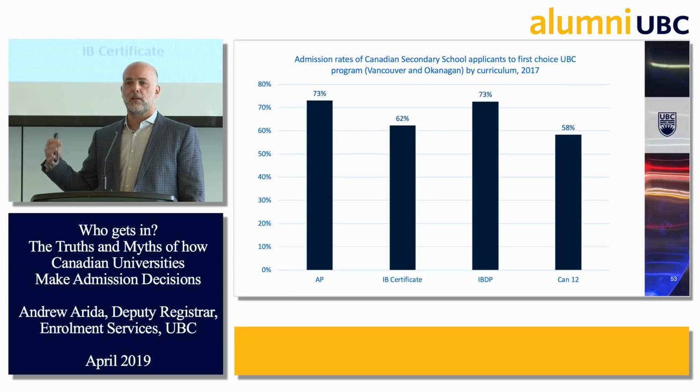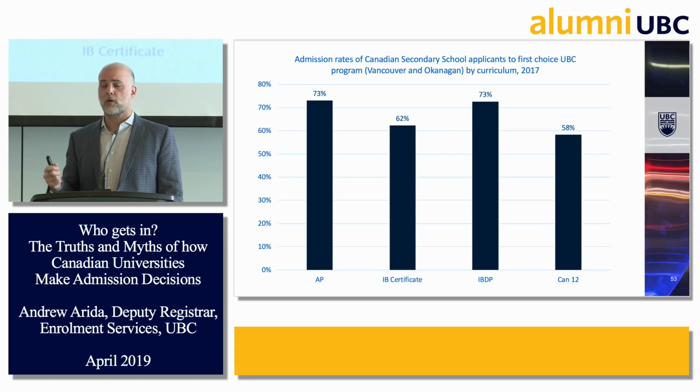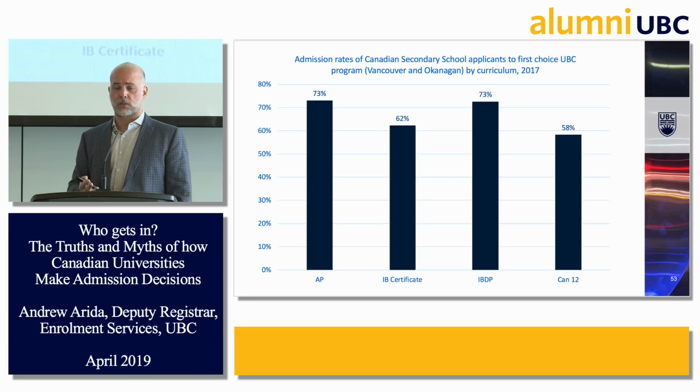And then on the far right, everybody else in Canada, the traditional grade 12 high school graduation. The students in AP and IB, I guarantee you, get lower grades because they're taking harder classes. But their rate of admission is higher because we understand those classes are harder and we do an adjustment.